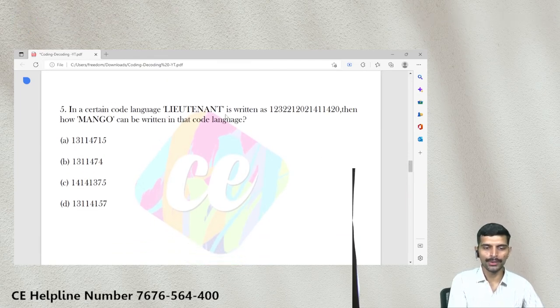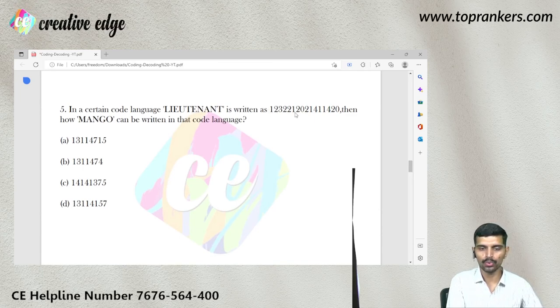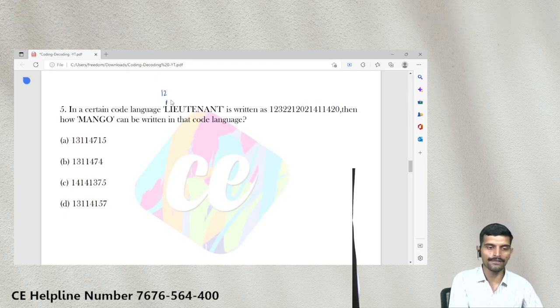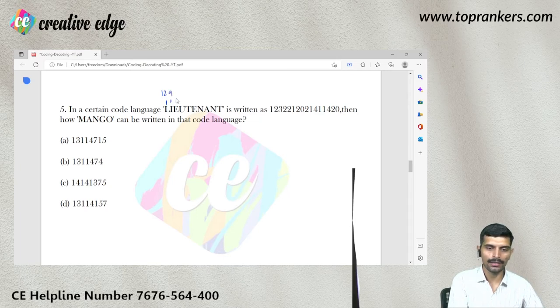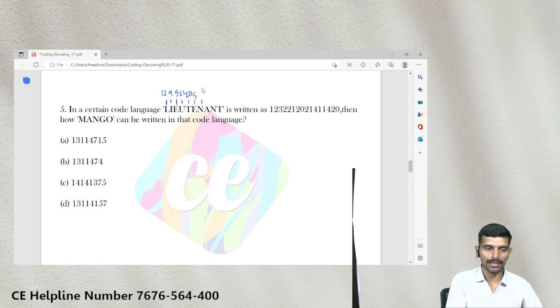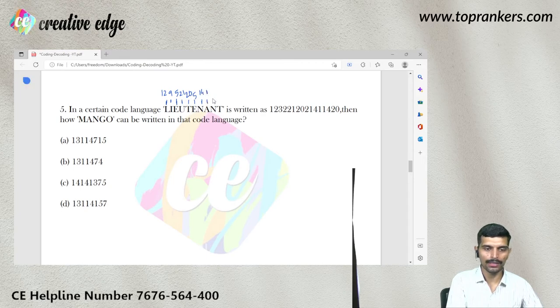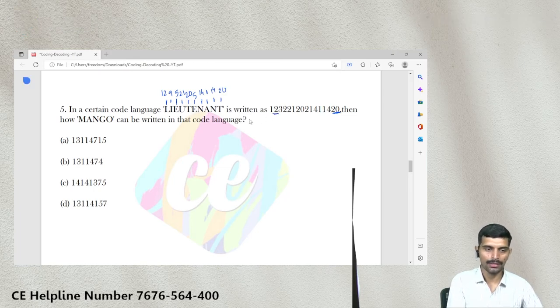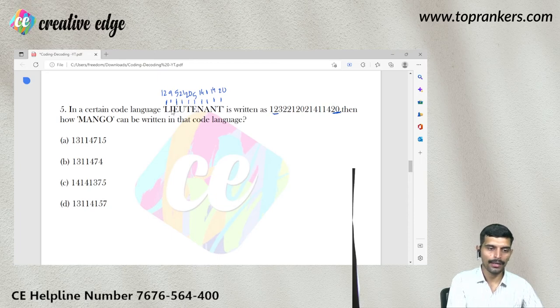In a certain coded language, lieutenant is written as 123221202141420. Now let's try to decode. Now this is alphabets to numbers, and this L is 12, this I is 9, this E is 5, this U is 21, this T is 20, this E is 5, this N is 14, A is 1, N is 14 and T is 20. At the end, this 20 is there, right? At the beginning, this 12 is there.